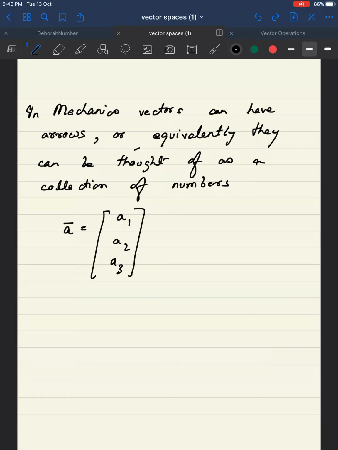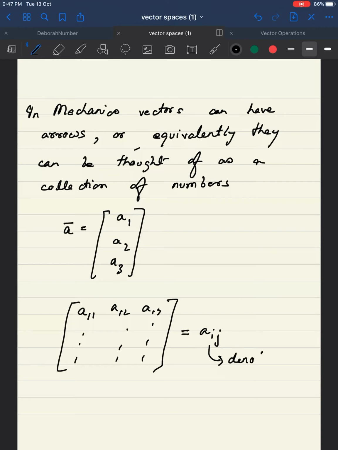While we are on this particular topic, we also discussed tensors, and in our case, for the kind of vectors, the column vectors we are dealing with, your tensors will be like matrices. So you'll have numbers a11, a12, a13, etc., and this matrix represents your tensor, and this can be written as aij, where i denotes the row and j denotes the column.